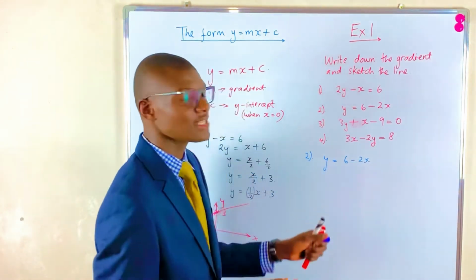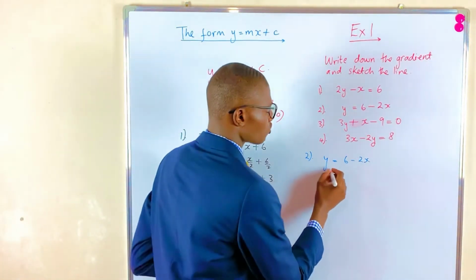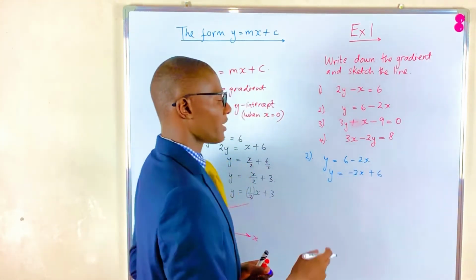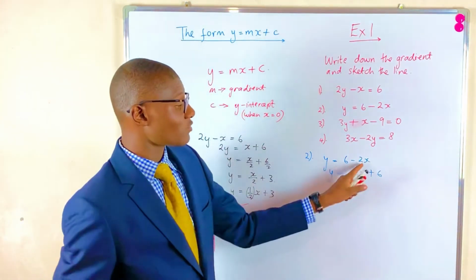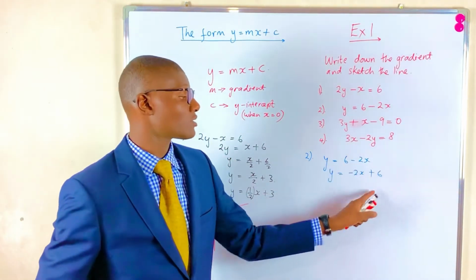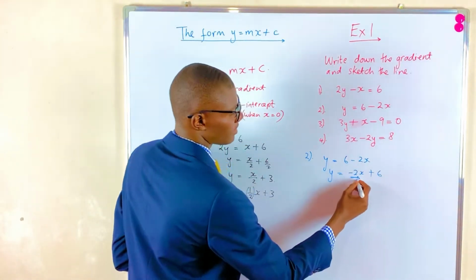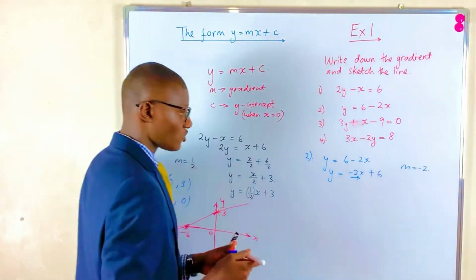So as you can see, this already is in the form y is equal to mx plus c. We can choose to rewrite it as y is equal to minus 2x plus 6. Right, we can just swap these. Taking note that this minus is for minus 2, then this 6 is a positive. So the coefficient of x here is minus 2, such that the gradient of that line is minus 2.